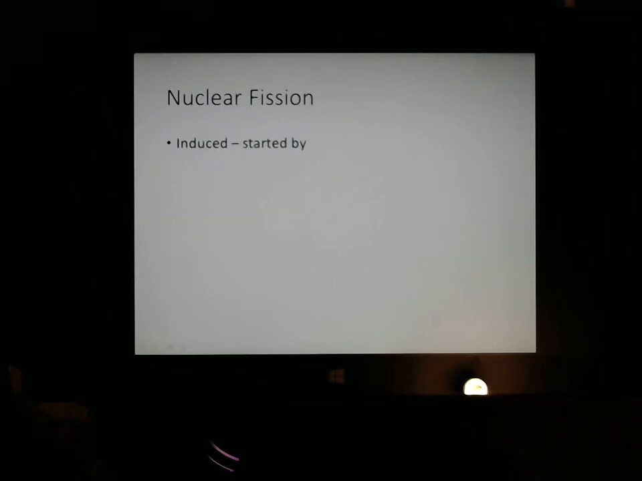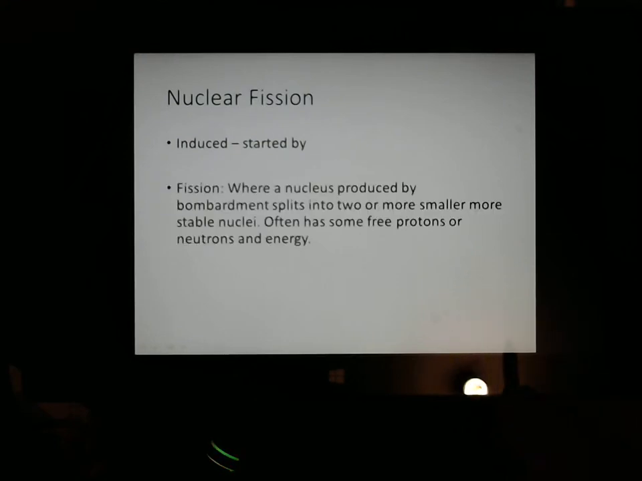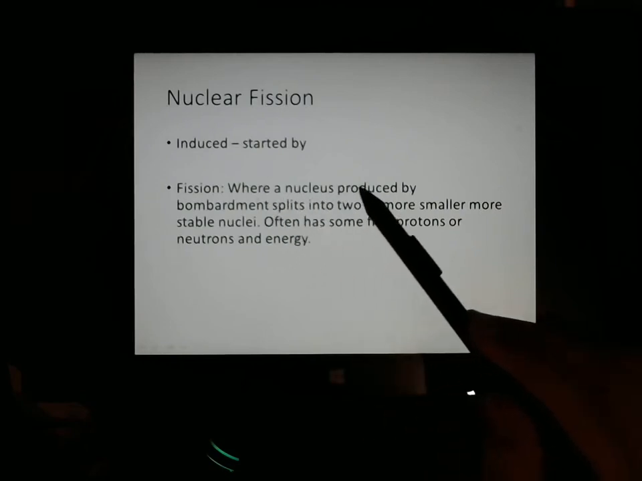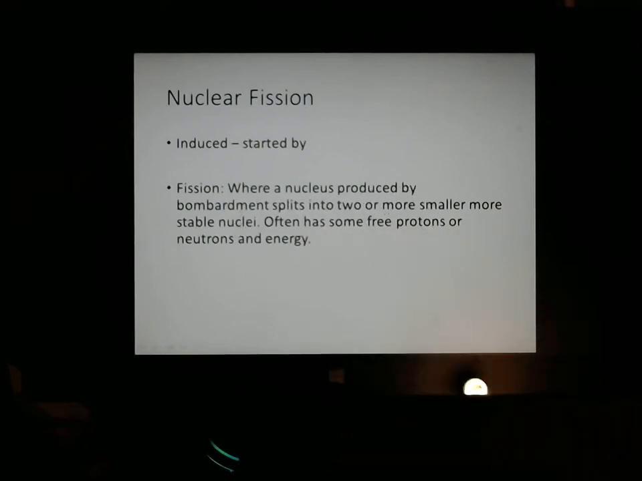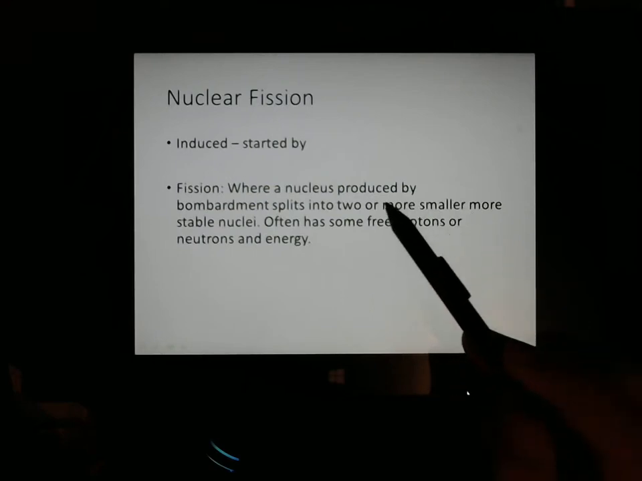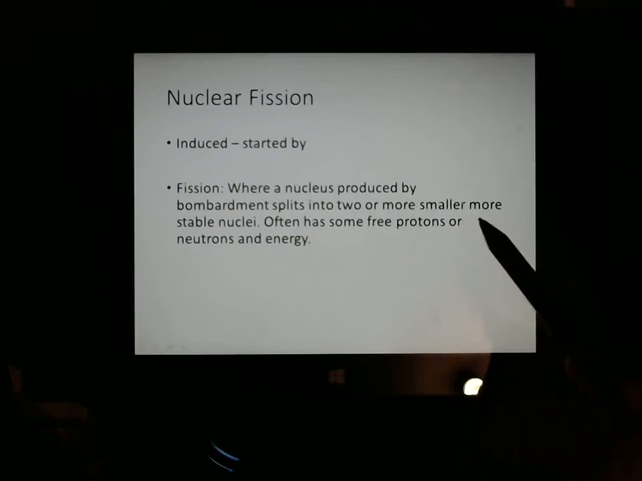A fission reaction, though, is a little bit more complex, and a fission reaction is where a daughter nucleus, and this is the definition from the syllabus, a daughter nucleus produced splits into 2 or more smaller stable nuclei, which could be different elements, remember, as well as some smaller particles in the form of neutrons or protons, and some energy. So, let's have a look at that. I've rewritten it a little bit here. Where a nucleus produced by bombardment, because we have to trigger this thing first, and we trigger it from bombardment, splits into 2 or more smaller, more stable nuclei.